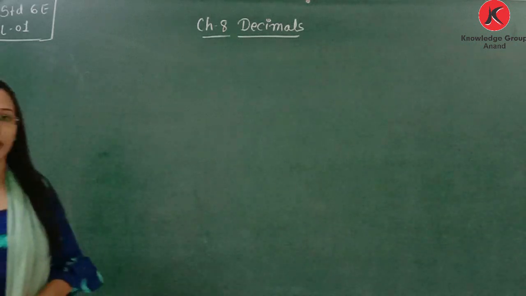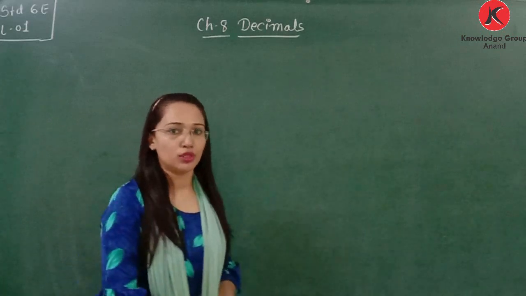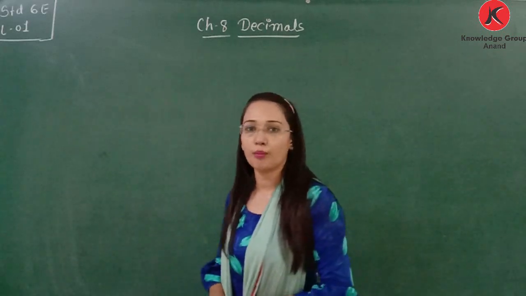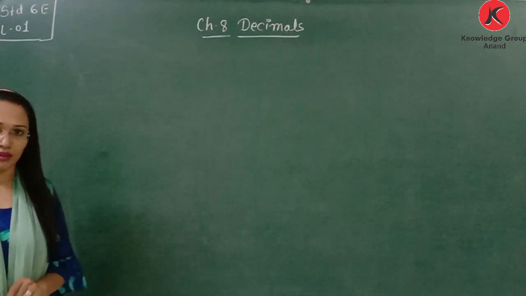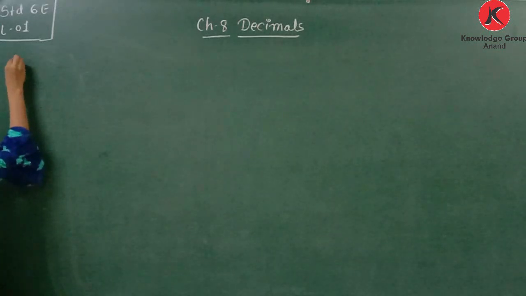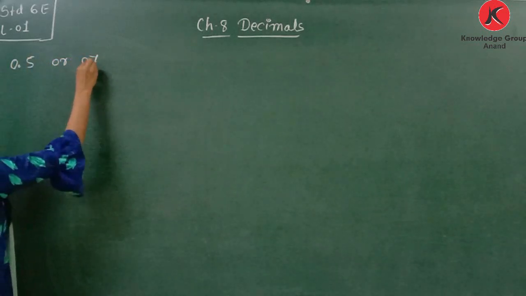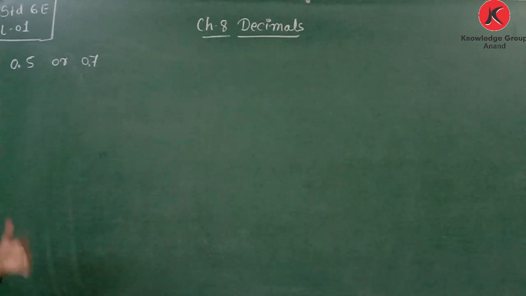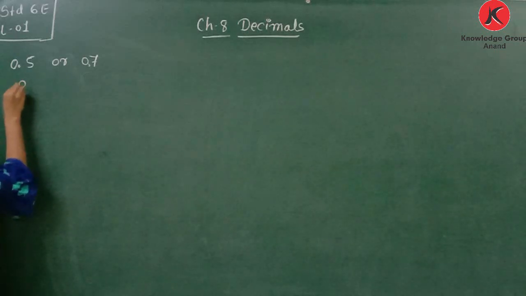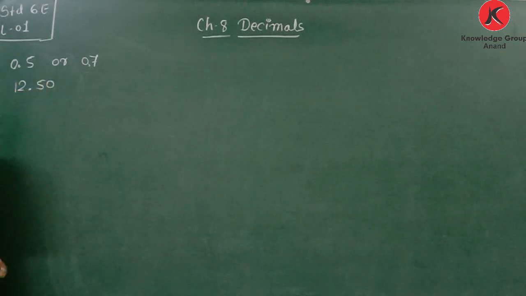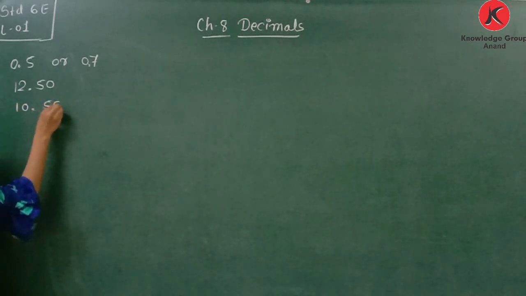Today we will start chapter number 8, that is decimals. In our daily routine, we come across numbers that contain a decimal point. For example, you are using a pen. On the pen, sometimes it is written 0.5 or 0.7. Sometimes you get a pouch of milk and on that the price of the milk is written like 12.50. Some book prices can be written like 10.50.